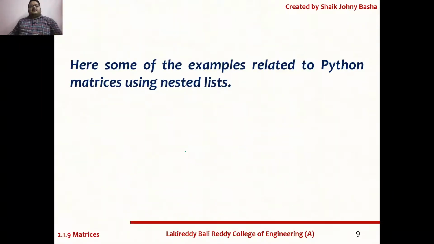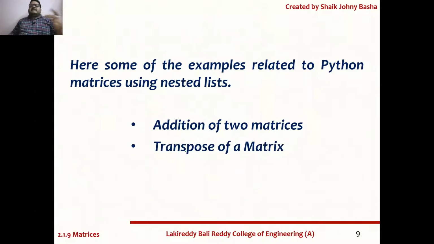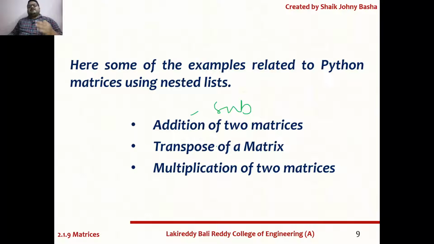Some examples related to Python matrices using nested lists are addition of two matrices, transpose of a matrix, subtraction, and the most important one, multiplication of two matrices. So these examples I will discuss in the next video.